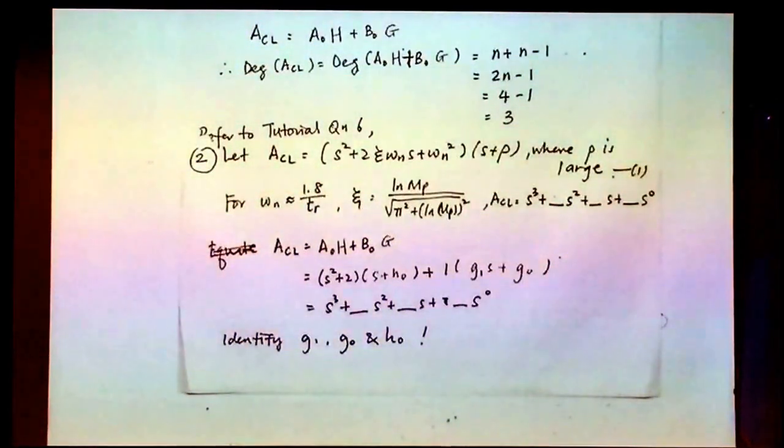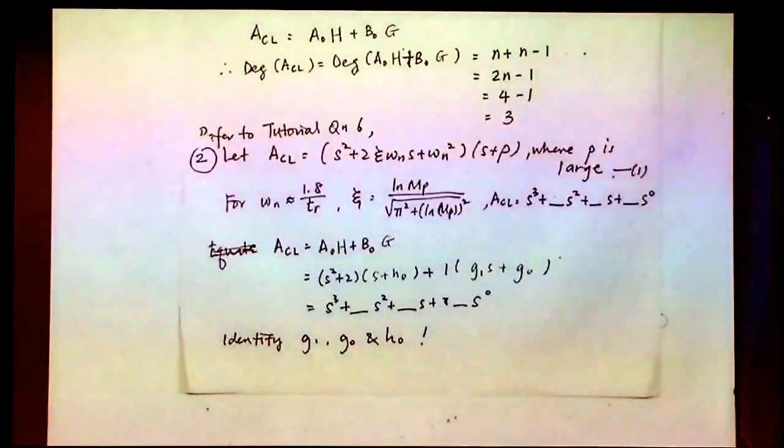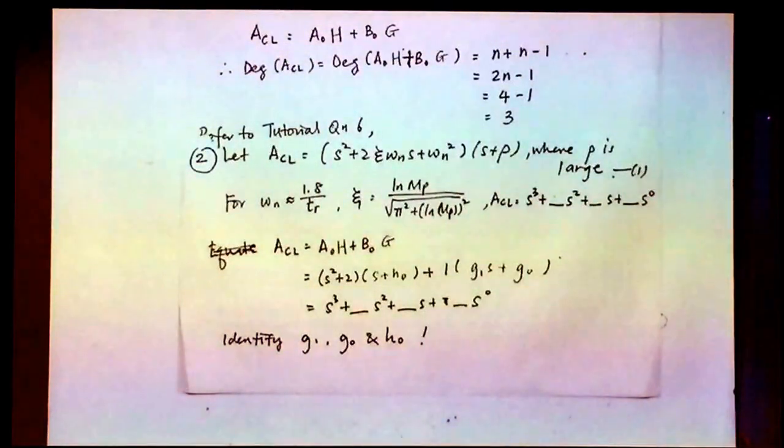Okay? This is for a proper controller. Basically, what you do is first, you identify the order of your plant, identify the order of B naught, identify the order of A naught. With that, you know that you want to design a proper controller. You identify the order of the controller, C.